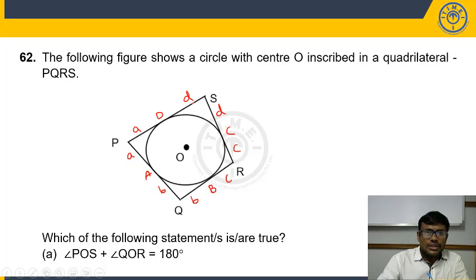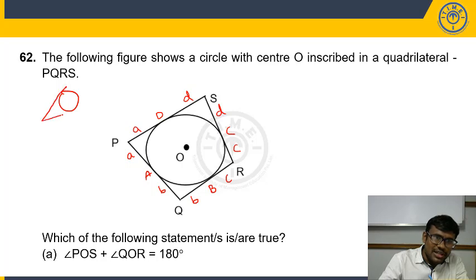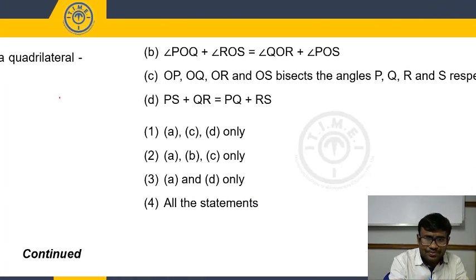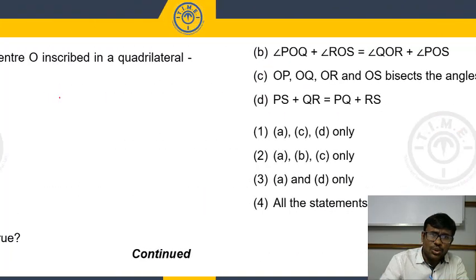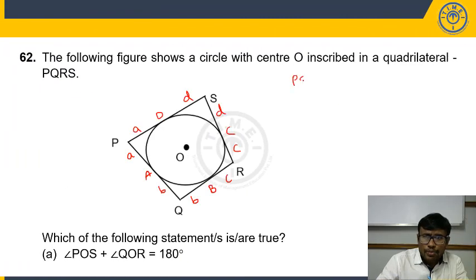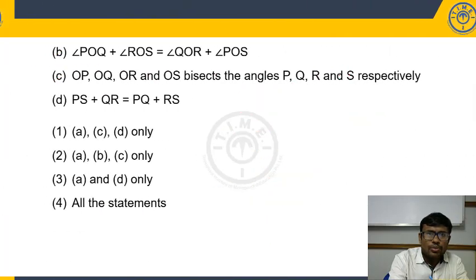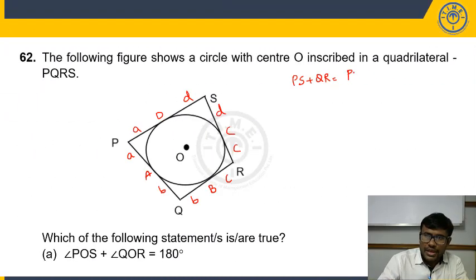Now, why? Because a tangent drawn from an external point to a circle, those tangents will be equal. So that is why these two are equal, these two are equal, these two are equal, and these two are equal. Now, what is being asked to prove? He is asking to prove PS plus QR is equal to PQ plus RS.